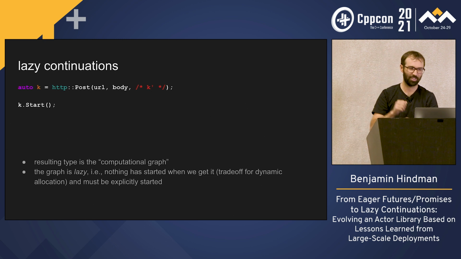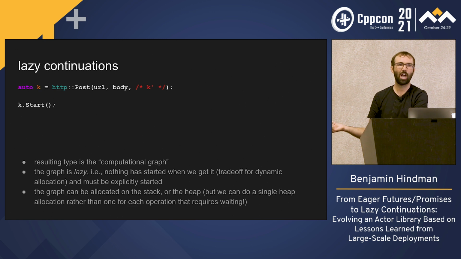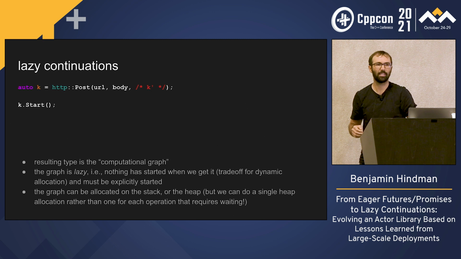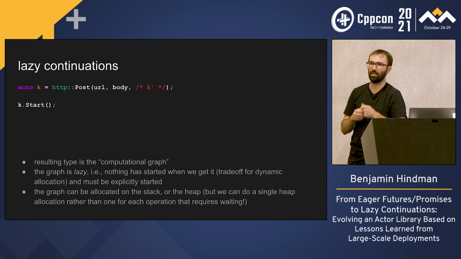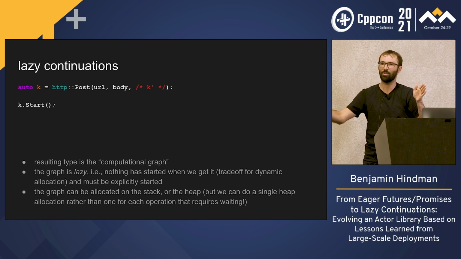I'll take your question in just a sec. It has to be explicitly started. We'll have to explicitly start this thing if we want any computation to occur. But now I can allocate the entire graph on the stack, or if I wanted to, I can allocate it on the heap. The nice thing is I could do a single heap allocation of my entire computation graph, represented by my chain of things that I want to do, once.